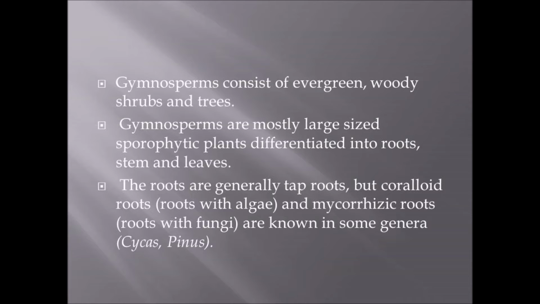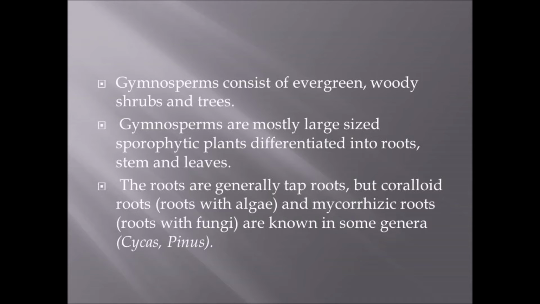So these gymnosperms, they are very large sized and they reproduce through sporophyte, that is through spores only they reproduce. But they are differentiated into root, stem and leaves. They are in the well developed form, but the reproduction is only asexual, so that is why they cannot produce flowers or fruits. And next is, the roots are generally tap roots.